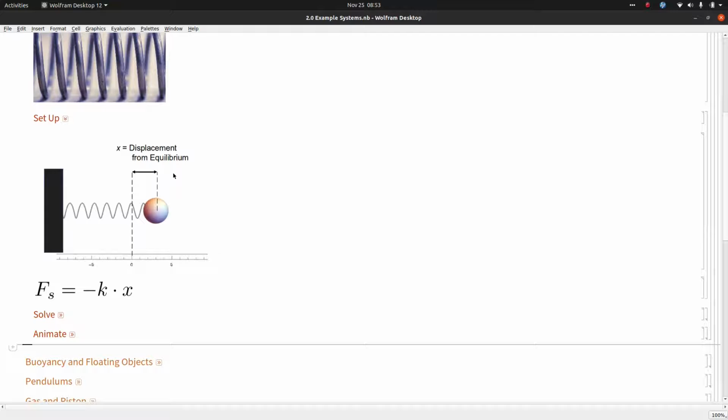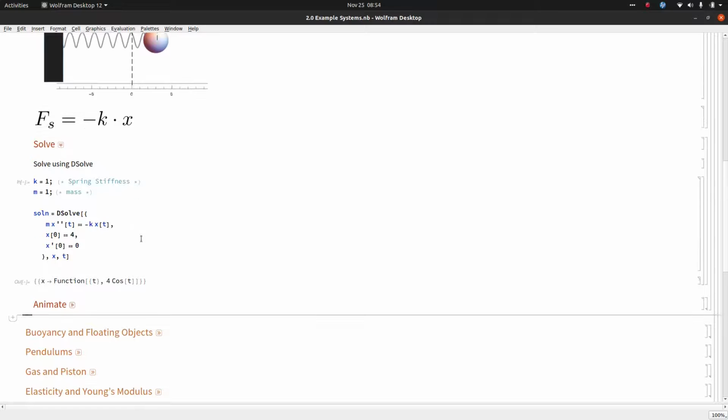As you know from Hooke's law, the restoring force on the mass from the spring is going to be equal to minus some constant, which in this case is just the stiffness of the spring, times the amount we've displaced it by.